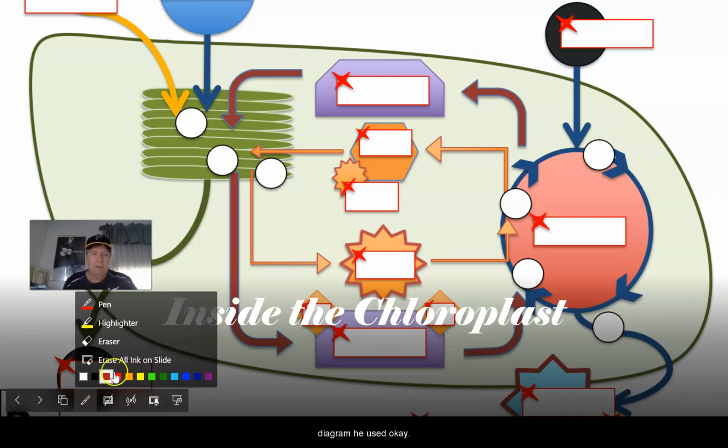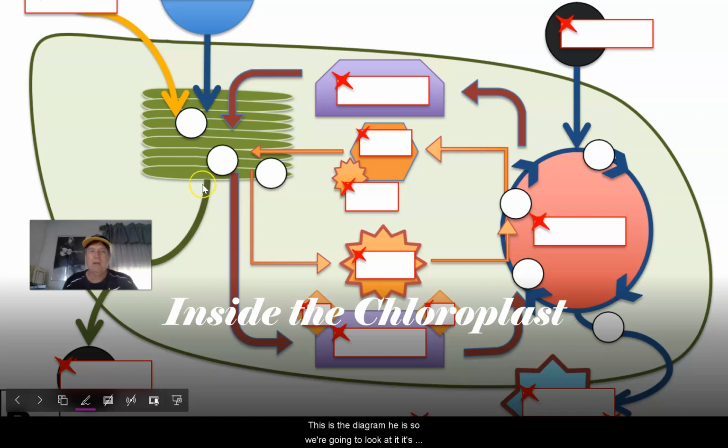Now, in our video, the gentleman talks about what goes on inside the chloroplast, and this is the diagram he used, okay? This is the diagram he used. So we're going to look at it. It's not labeled, so this is how we're going to review it.